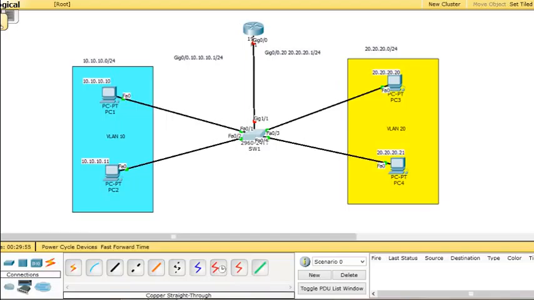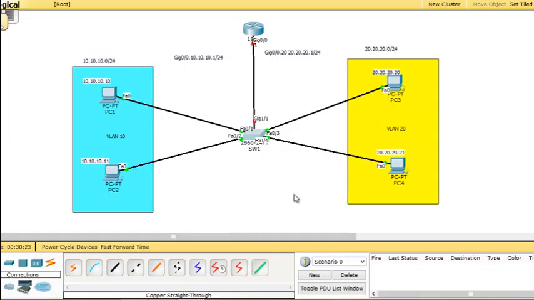Today we'll talk about inter-VLAN routing, and we'll consider the legacy method called router on a stick. This method uses a dedicated router for inter-VLAN routing, and this router should be connected to the switch with the help of a trunk link, either ISL or .1Q. We'll use a .1Q trunk link today.